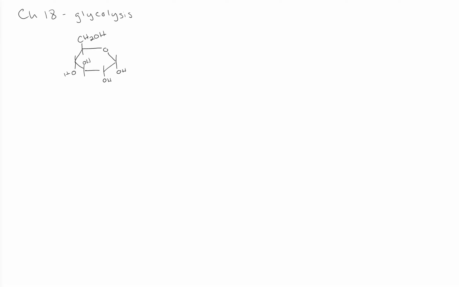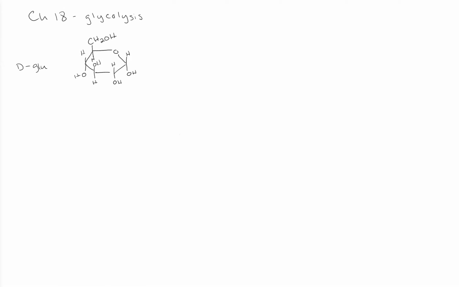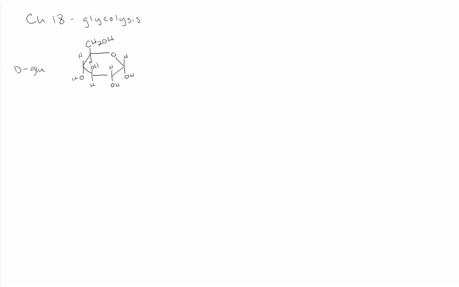Get the hydroxyls all in the correct position, and then I like to come back through and fill in the hydrogens. And this is going to be our D-glucose. Now, remember, this is our anomeric carbon. Sorry, I'm shifting around here. It's at the 1 position here. And then we have carbons 2, 3, 4, 5, and 6.